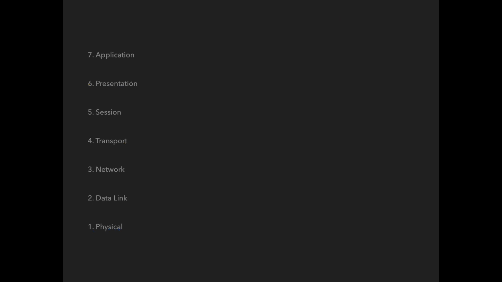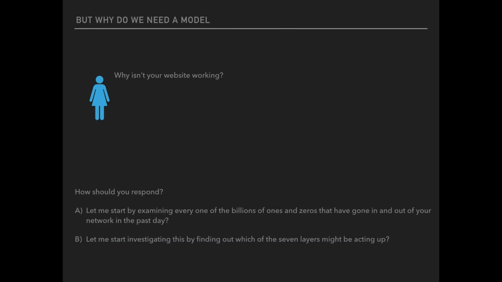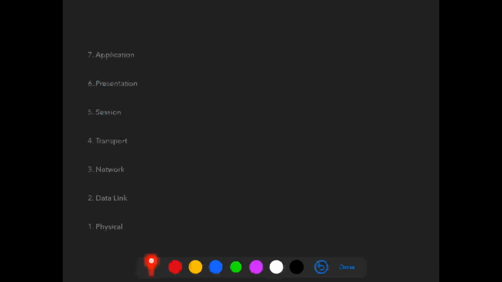And so if we look back at this, why do we need a model? We can actually start looking at these different layers and break it down. Okay, first thing to check is maybe the physical layer. Is your computer actually connected to a cable? Now let's look at the data link layer. Can it reach the router?